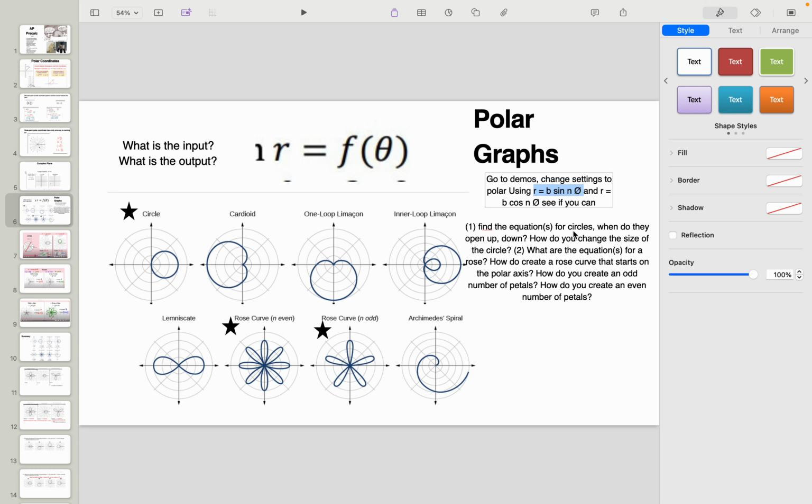So find the equations for circles. When does a circle open sideways, up or down? What is the equation for a rose? So we're looking at rose curves, 2 of them. What you're doing is, how do I create a rose curve that starts on the polar axis like this one? How do I create an odd number of petals versus an even number of petals? So just play around with this and make sure you see the patterns. For right now, we're doing circles and rose curves. We're going to do the other ones next week.